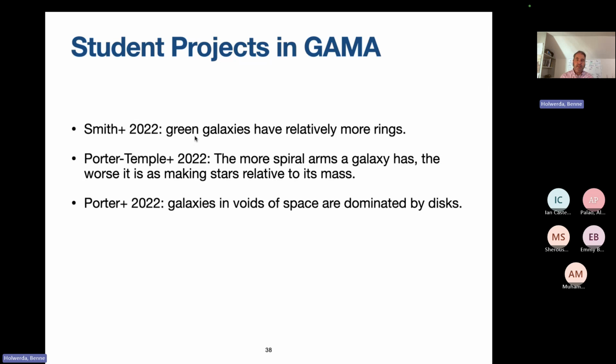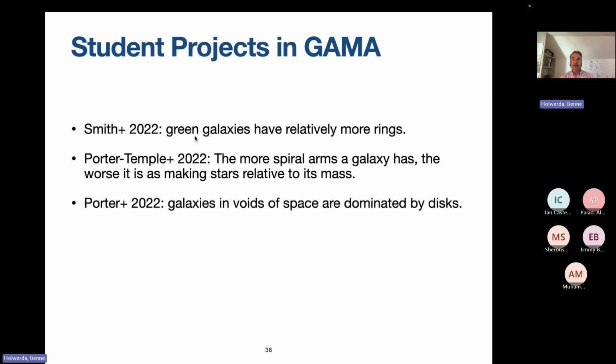Ren Porter Temple, they looked at the number of spiral arms. So if I have more spiral arms, am I better at making stars? That's a good question. And since GAMA has very accurate stellar masses and star formation, so all the error bars were pretty small, you can actually see that there was a trend. It's a very broad trend, but yes, there's more mass, there's more star formation as you add more spiral arms.